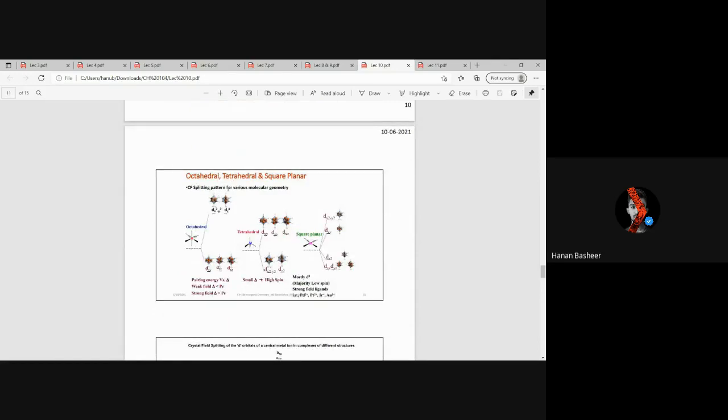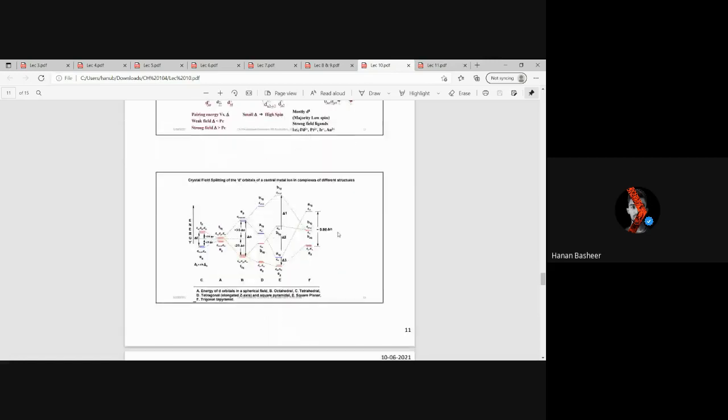Octahedral, tetrahedral, and square planar. This was the splitting in octahedral, whereas in tetrahedral, xy, yz and xz will have more energy, and in square planar, x square minus y square will have the most, then xy, then z square, and then xz, yz. How can we remember it? We know that the square plane lies in the single plane of xy, so xy will always have higher energies. So x square minus y square at the top, then xy, then similarly z square, and then xz and yz. This is the way you can classify different splittings, so you can just look through them.